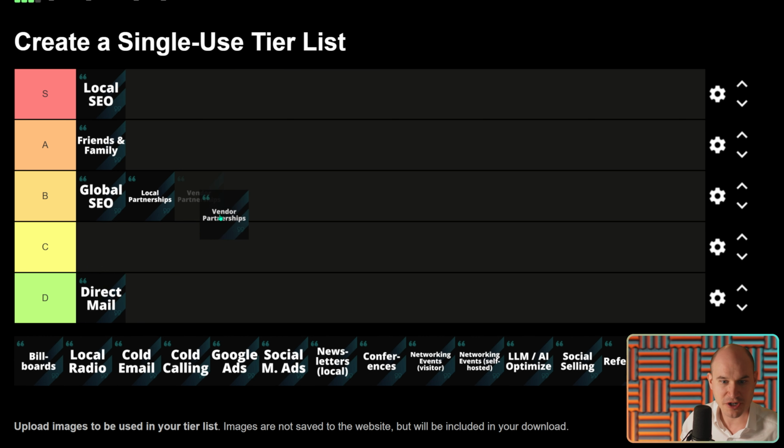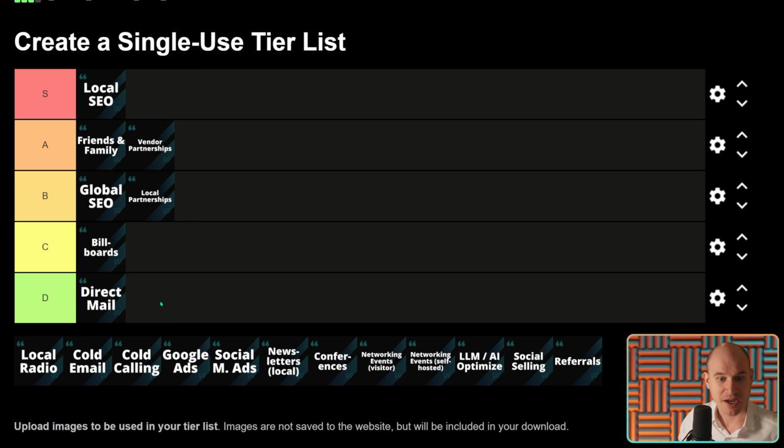Okay, so vendor partnerships. Yes, create partnerships with your vendors if you can, especially if they distribute leads. Also no, I'm going to give this an A. I think it's always worth it. Okay, so billboards. I'm going to give this a C. I actually know people who got some ROI from this. I've also heard plenty who didn't.